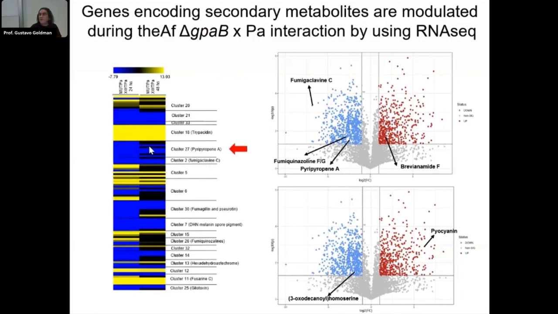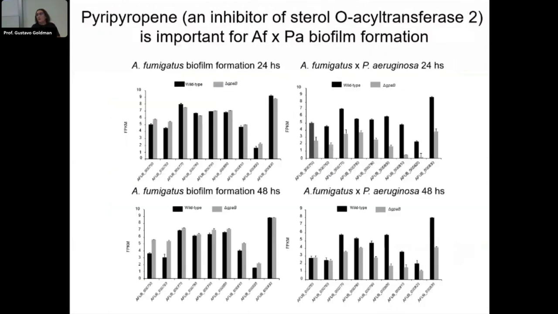All the genes in the cluster are reduced in the GPAB mutant. I decided to look at this cluster because pyripyropene, for people who are not familiar, was identified as an inhibitor of sterol O-acyltransferase 2. Some Japanese group was looking for inhibitors in the secondary metabolites of fumigatus that could inhibit this enzyme. This could be good for cholesterol reduction in human beings.